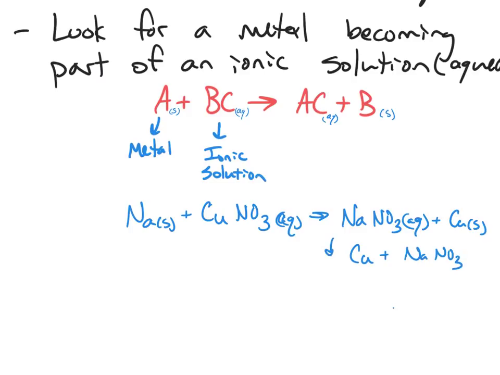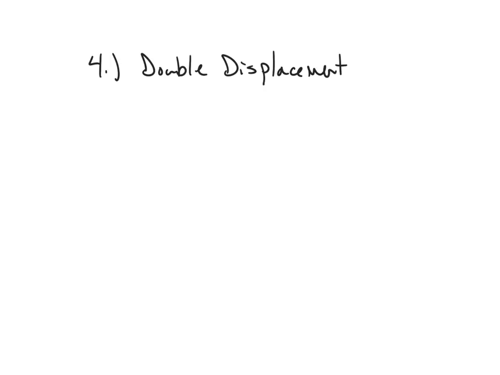These are interchangeable. So oftentimes I might write the individual metal first and the solution second, or I might write the solution first and the metal second. It doesn't matter. The order doesn't matter. The fact that copper was an aqueous solution and is now by itself, that is an identifier of a single displacement reaction. Reaction type number 4 is called double displacement.